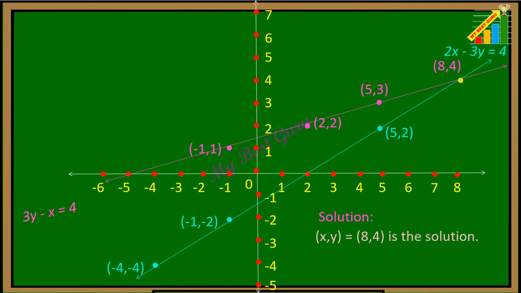Just locate that point on the graph, that is 5, 3. Join those 3 points. You will get the line for equation number second, and equation second is 3y minus x is equal to 4. Now these two lines are joining at this point. So write down the coordinates for that point. See here, it is 8 on the x-axis and 4 on the y-axis. So it is 8, 4. So the solution is (x, y) is equal to (8, 4).